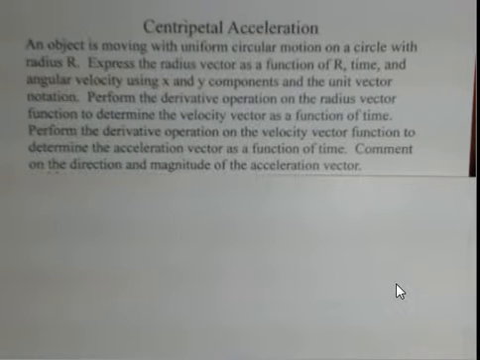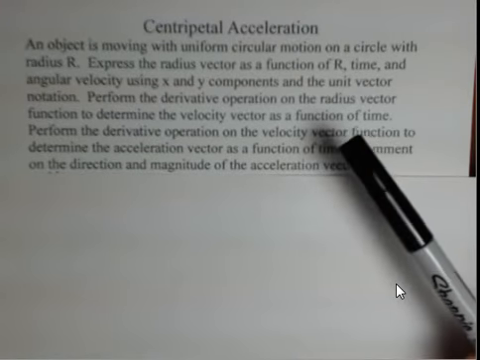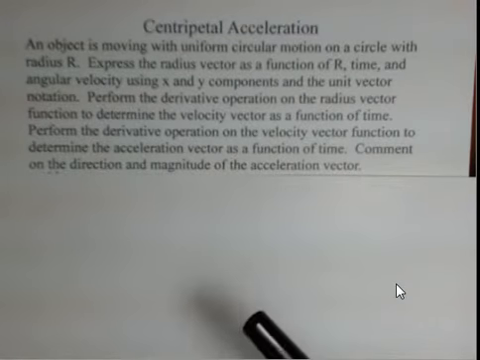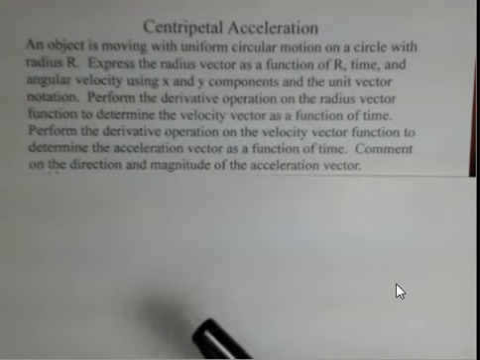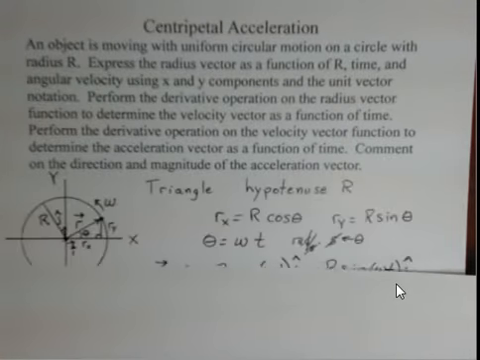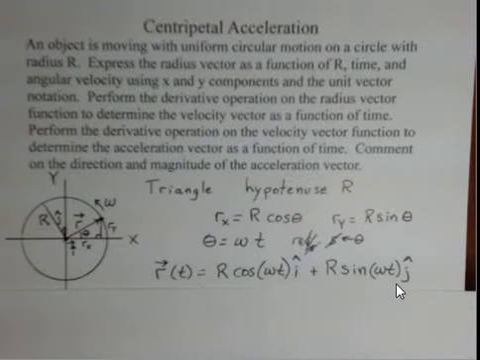I'll have a drawing here that you'll see shortly. We're going to take the derivative of the radius vector as a function of time. That will produce the velocity. And then we'll take the derivative of the velocity vector. That will produce the acceleration vector. And then we'll be able to deduce the direction and magnitude of the centripetal acceleration. So here's our drawing and a little start here.